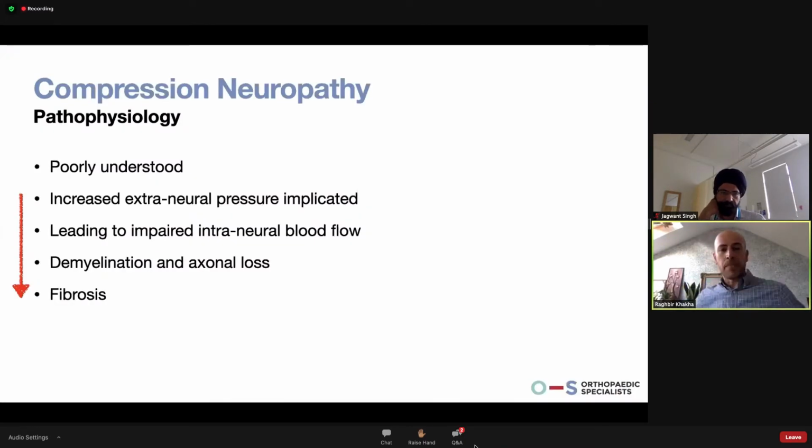So the pathophysiology of carpal tunnel is poorly understood, despite it being quite a common condition. The main thoughts on the underlying pathophysiology are that it's due to increased extraneural pressure in and around the carpal tunnel. This leads to an impairment of the blood flow to the nerve itself. Eventually, this leads to demyelination and axonal loss, and eventually fibrosis.